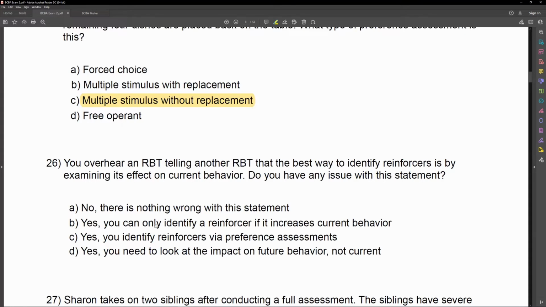It's incorrect. C, yes, you identify reinforcers via preference assessments. Well, we know that's not true, right? Preference assessments identify potential reinforcers. Reinforcer assessments identify reinforcers. That leaves us with D. Yes, you need to look at the impact on future behavior, not current. Consequences affect future behavior. If we want to identify reinforcers, if we want to identify any consequences, we look at the effect on future behavior, not current.